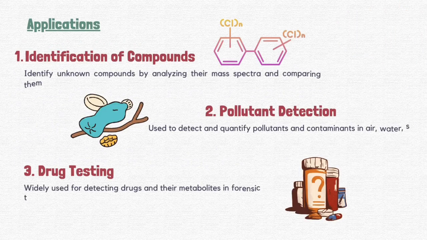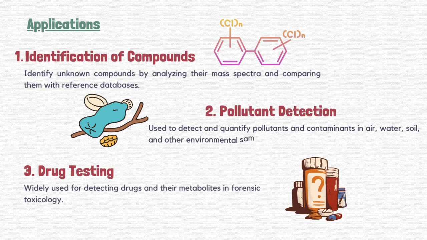Mass spectrometers also have a wide variety of uses, such as identification of compounds. They identify unknown compounds by analyzing their mass spectra and comparing them with a reference database. They are also useful for pollutant detection. They are used to detect and quantify pollutants and contaminants in air, water, soil, and other environmental samples.